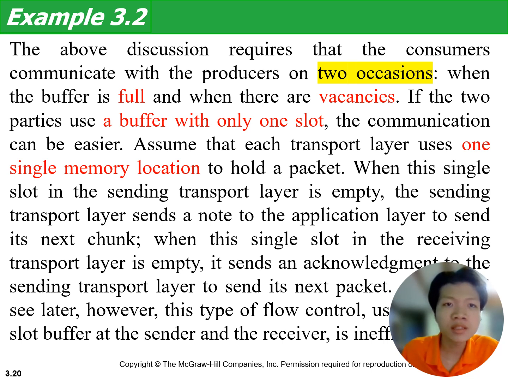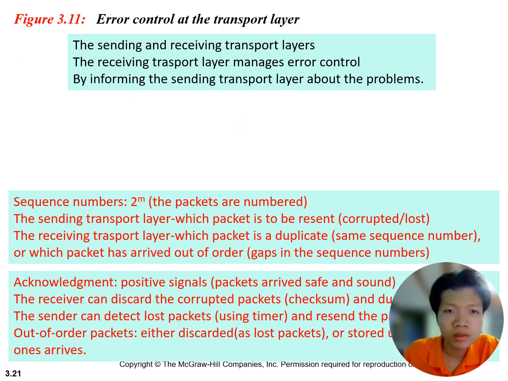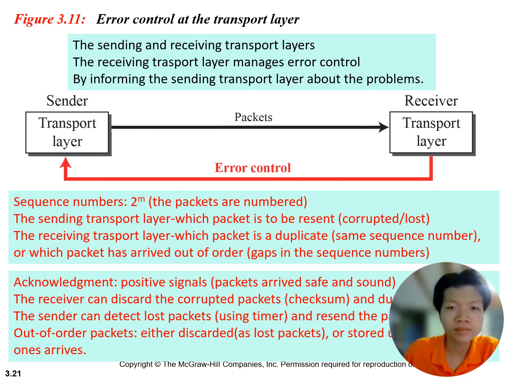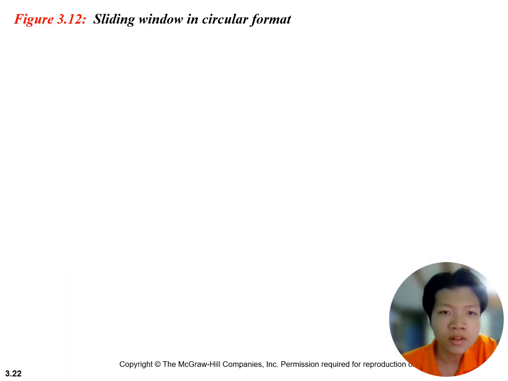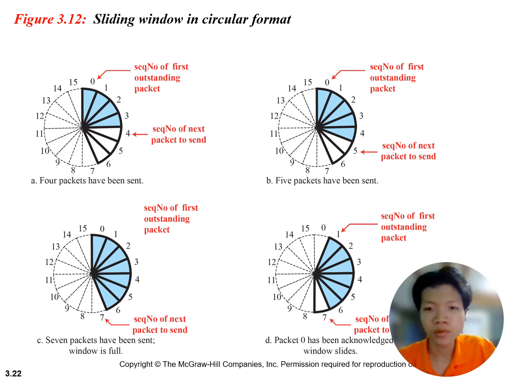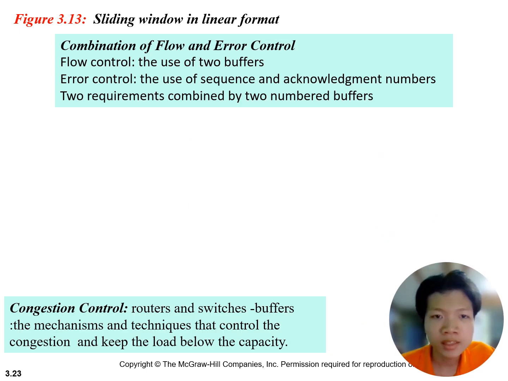As we will see later, however, this type of flow control using a single slot buffer at the sender and the receiver is inefficient. This is error control at the transport layer. This is a figure of sliding window in circular format. Okay, this is sliding window in linear format.